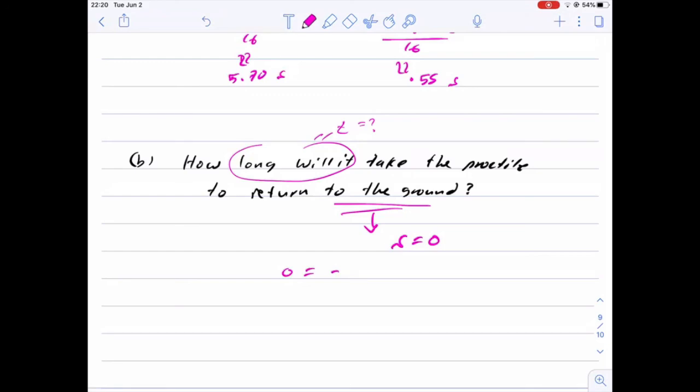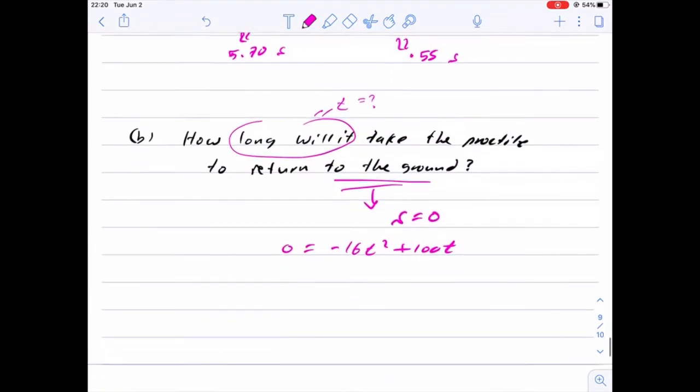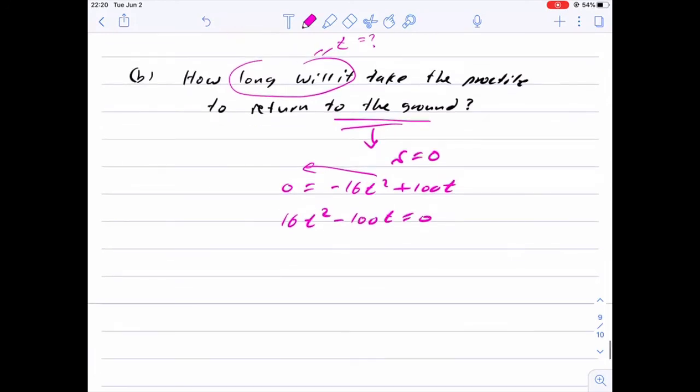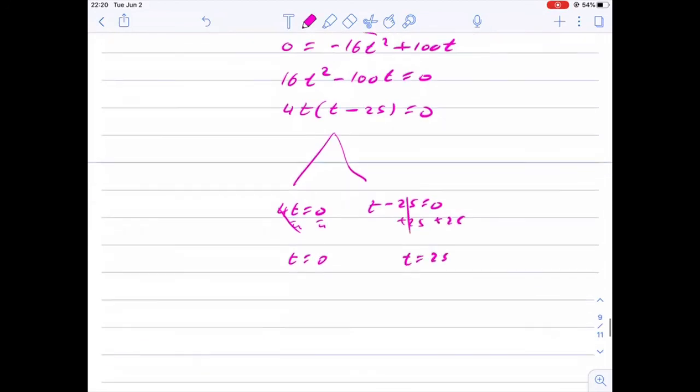0 equals negative 16t squared plus 100t. This is the original equation, so we just replace S with 0. And then we solve this equation. Let's bring these to the left-hand side to get positive coefficients of t squared. And then we can take t as a common factor. And then we apply the zero factor property for t equals 0 or t minus 25 equals 0. We divide by 4 here to get t equals 0. And we add 25 here to get t equals 25 seconds.